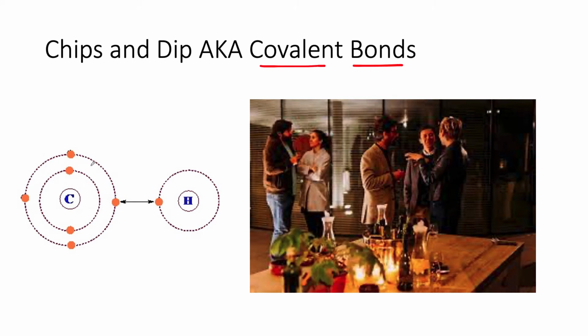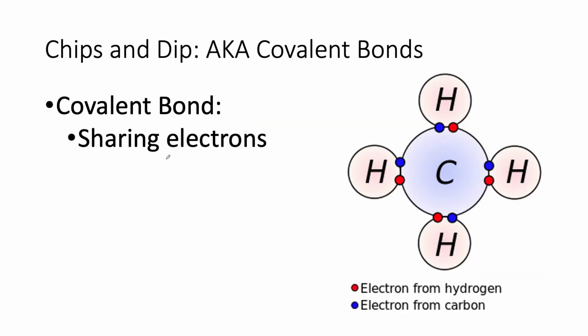But carbon still isn't going to be happy because even though it is going to have 1, 2, 3, 4, and then 5 that it can technically count once it's sharing, that's still not enough. We need to make a couple more bonds. And so what carbon ends up doing is it ends up sharing with a number of different atoms.